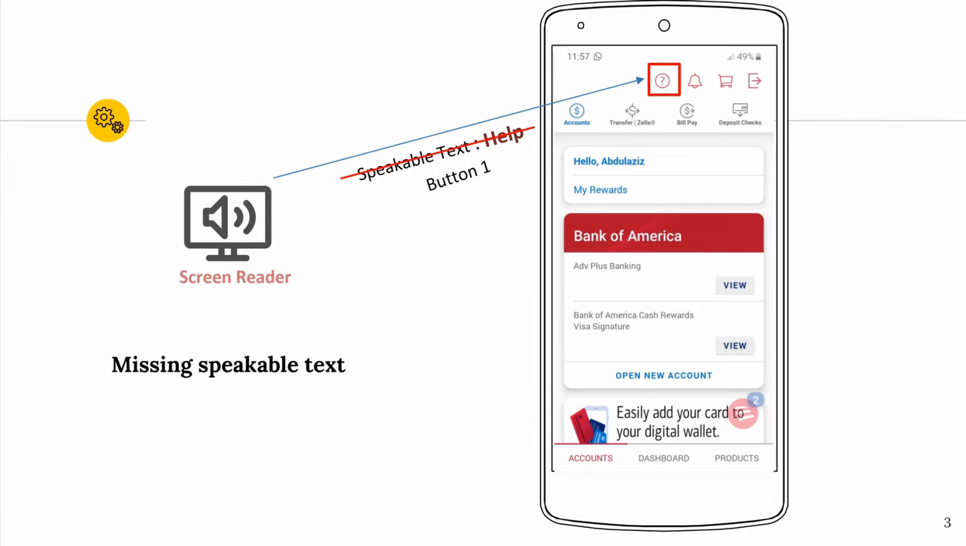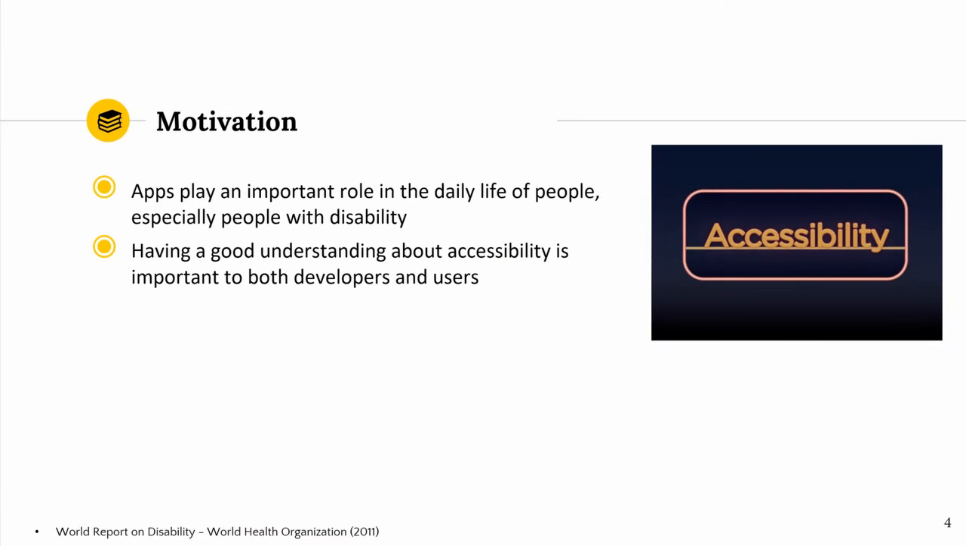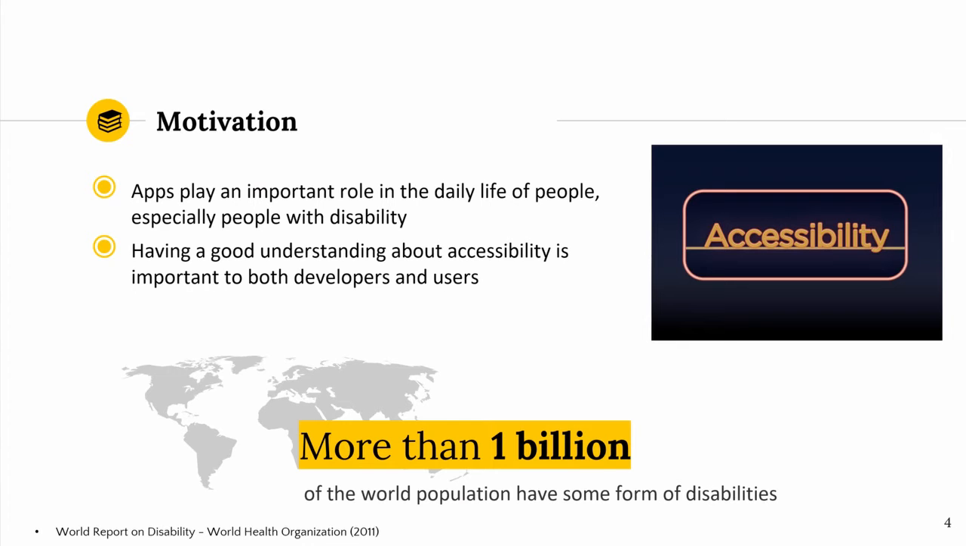And this specific issue is called missing speakable text. And it's one of the issues that we look at in this paper. Now, the motivation for this work revolves around the fact that apps play an important role in the daily life of people, and having a good understanding about accessibility is important to both developers and users, especially when we know that more than 1 billion have some form or type of disabilities, and this is more than 15% of the world population.